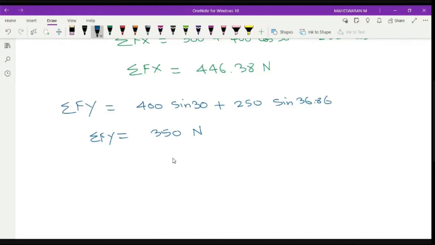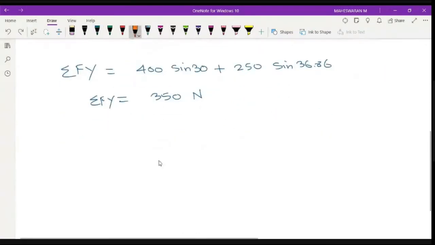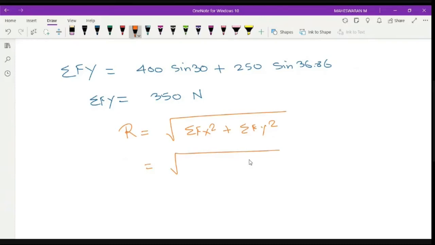So both are positive. So your resultant will be in first quadrant because both are positive. Right? Let us identify what is the resultant. What is the formula for resultant? Root of sigma Fx square plus sigma Fy square. So I'll write down. So R is equal to root of sigma Fx square plus sigma Fy square, which is equal to root of 446.36 square plus 350 square.